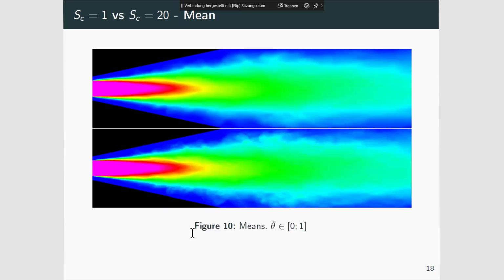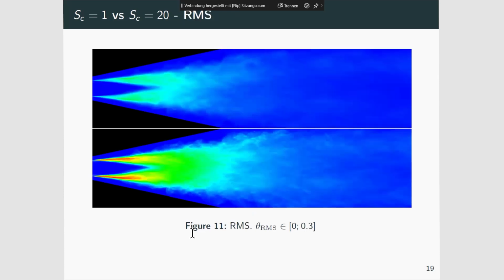As expected, the means are completely the same. Concerning the root mean square, as expected, there is more turbulence. The turbulence field of a scalar is a little bit higher in the turbulent non-turbulent interface, and the higher the Schmidt number is, the higher the turbulent field is.